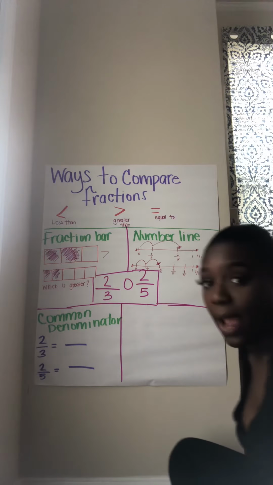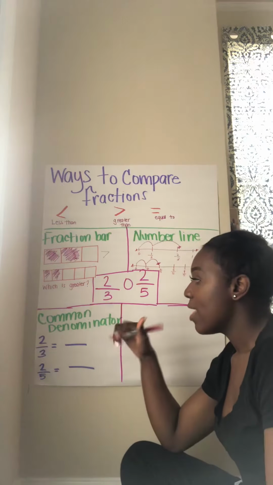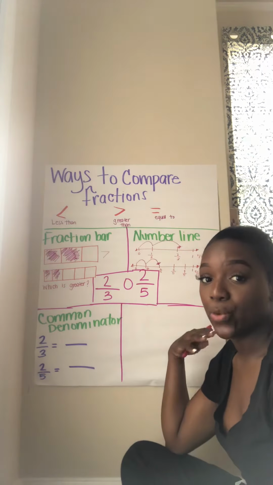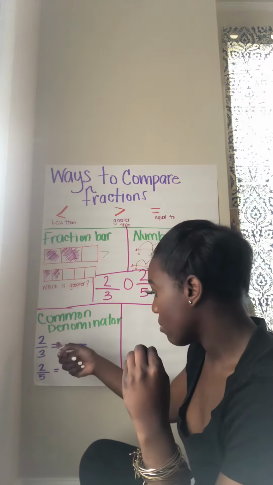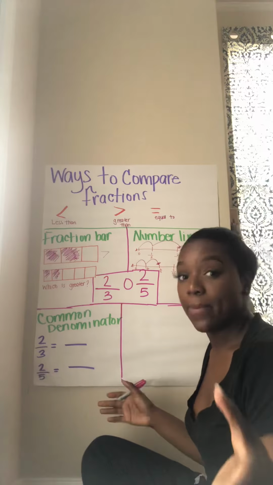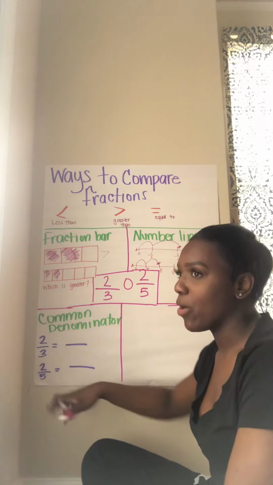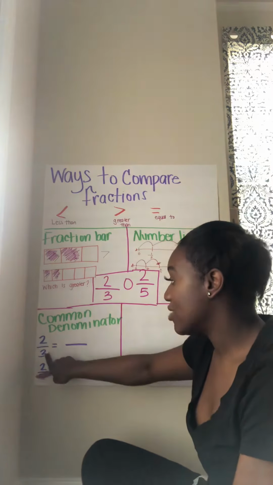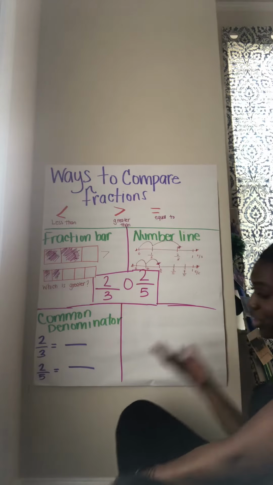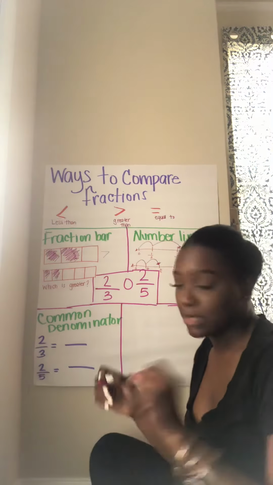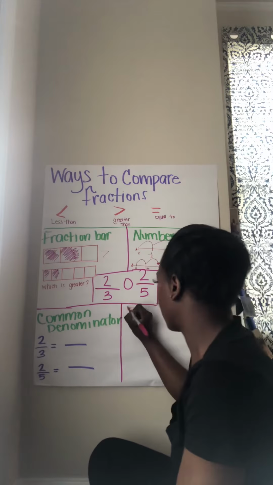Alright, and then the common denominator part. This part is a little bit trickier, so I would suggest using this strategy once you are a little bit more familiar and comfortable with figuring out how to change denominators. You can see that our denominators are different. In order to figure out which one is really the biggest, I need to make sure that both of my denominators are the same. So what I'm going to do is find my GCF. Let's just list my multiples of 3. So I have 3.